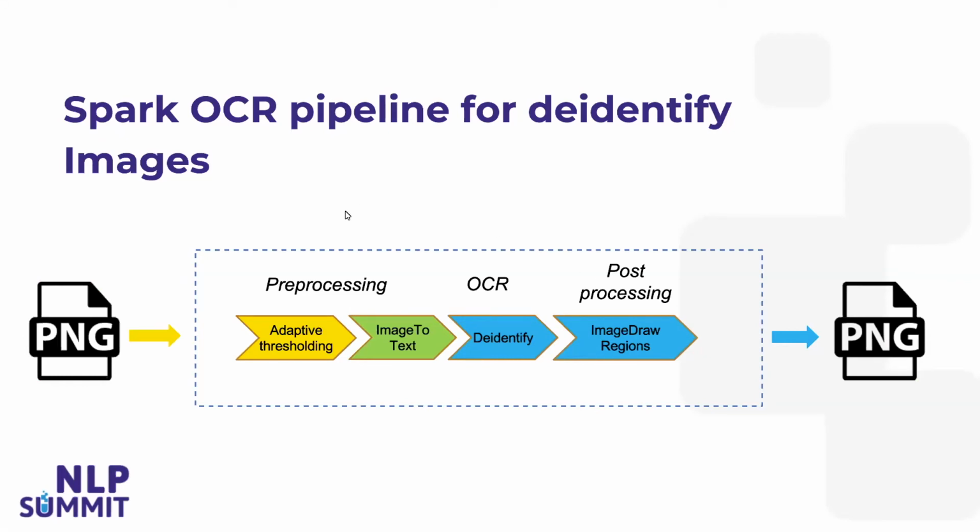For de-identifying images, we have a bit simpler diagram. So we can recognize text using image to text, and after that call Spark NLP transformers and draw regions to hide sensitive data on the image and store it back to the original format.